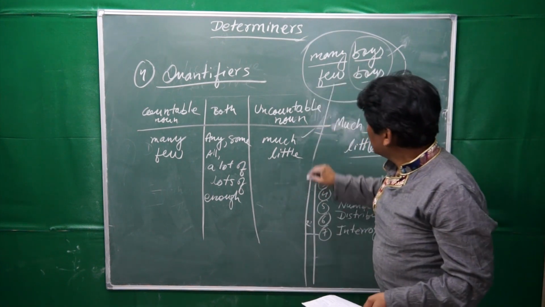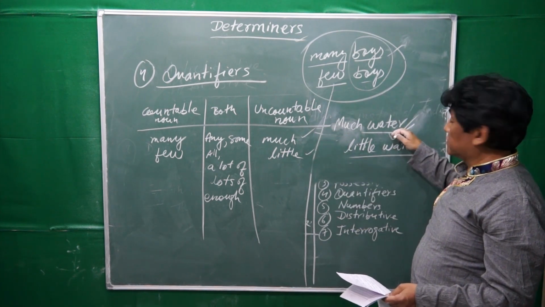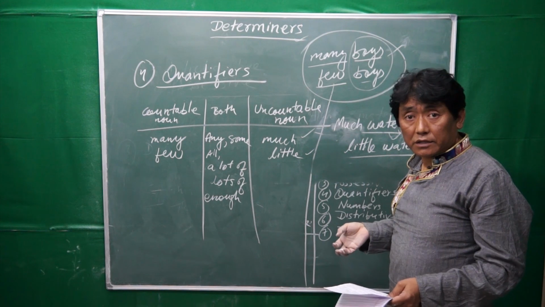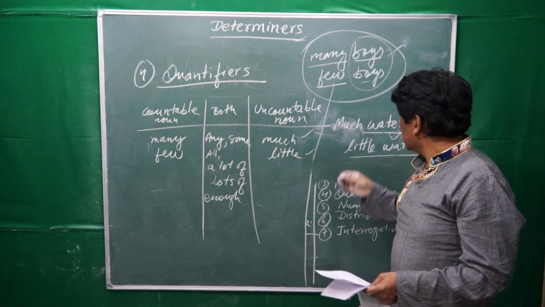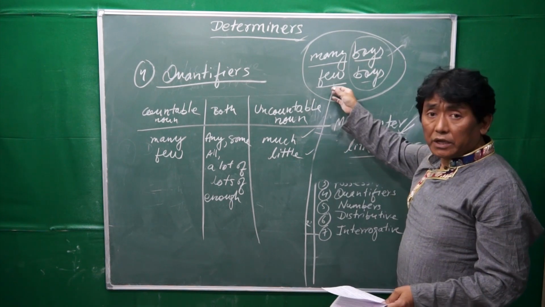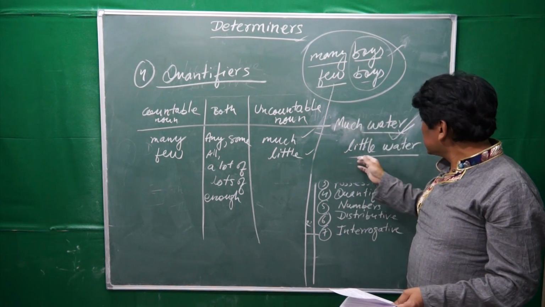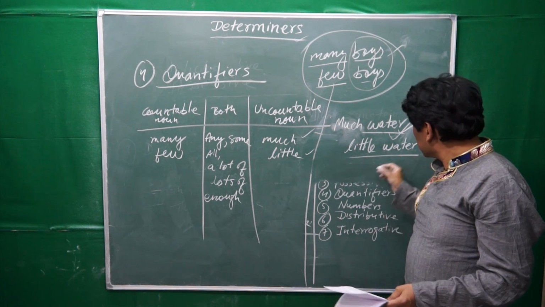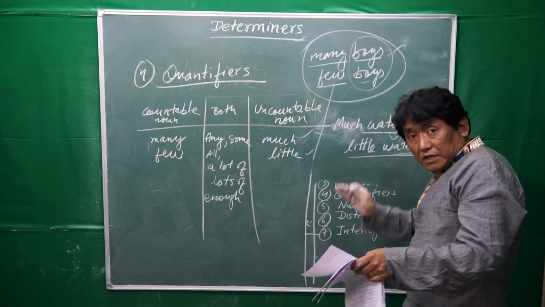Now here we have uncountable nouns. Much and little. This water you can see here is uncountable. We cannot write many water. I have many water, we cannot write that. What we can write is we have much water. And in the same way, if we have less water, then we cannot say we have few water, because few we use in front of countable nouns. And little water we use. In front of water, we use little water. This water noun is being determined by this little to show that we have less water.